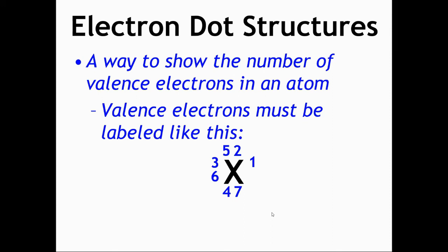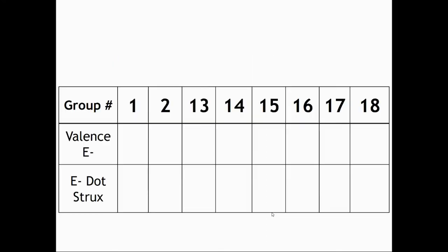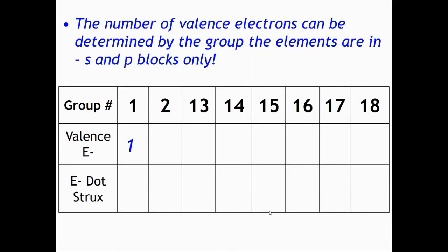Your valence electrons are shown using your electron dot structure. So if you were to look at group 1, your alkaline metals, it has 1 valence electron. Group 2 has 2. Group 13, 3. Group 14, 4. 5, 6, 7, 8. These are your noble gases. This is your halogens.